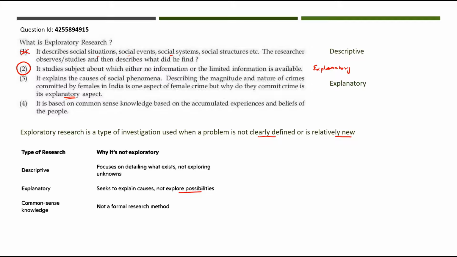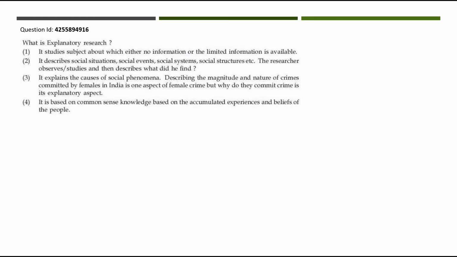What about the fourth one? It is based on common sense knowledge, based on the accumulated experience and beliefs of the people. See, when you have some kind of experiences and beliefs, you act upon your common sense only. So this is not a formal research method. So this can be equated to common sense knowledge as given in the statement here. So the right answer will be option 2. Now we will move on to the next question.